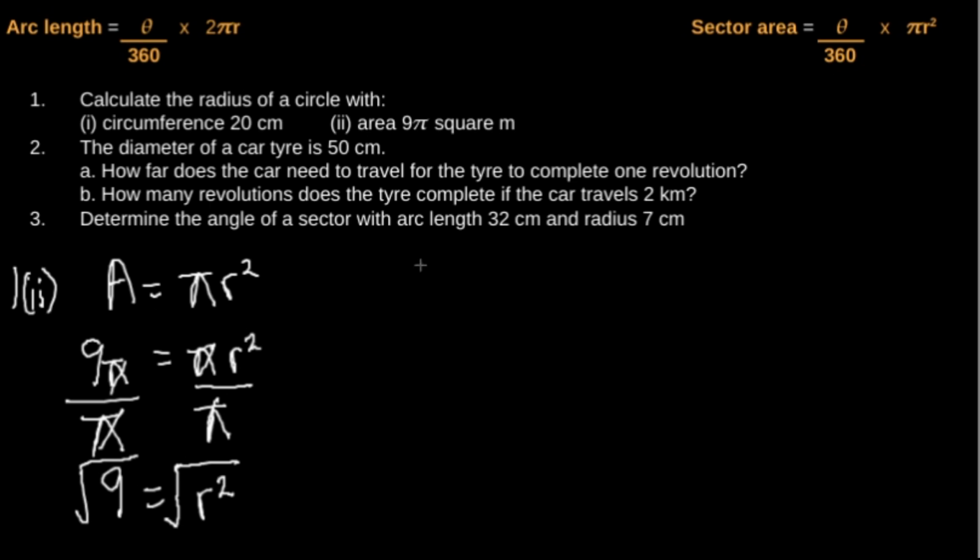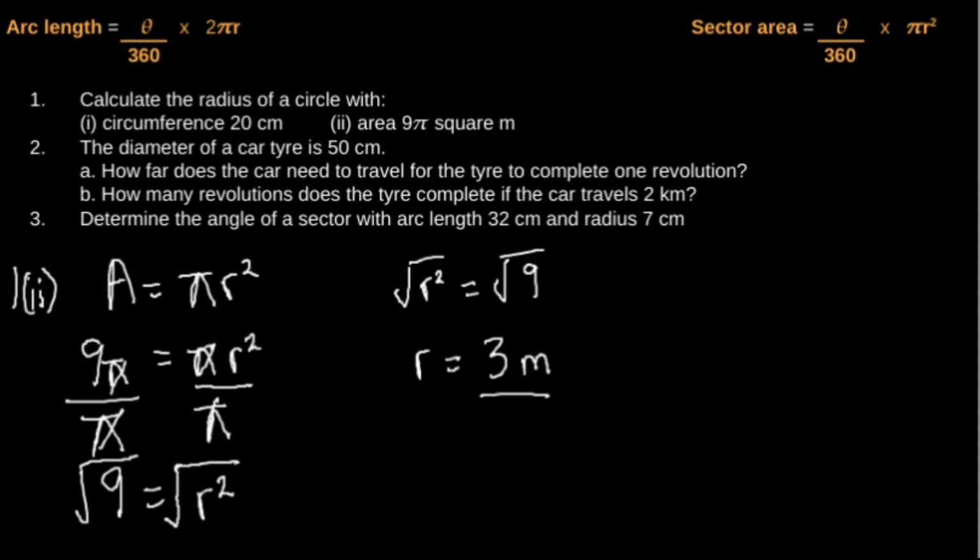So we do the same thing here. That means the square root of r squared equals the square root of 9. Square root of r squared is equal to r. The square root of 9 equals 3. And what's our units? Meters. So the radius of a circle with an area of 9 pi square meters is 3 meters. As simple as that. Hope you got it.